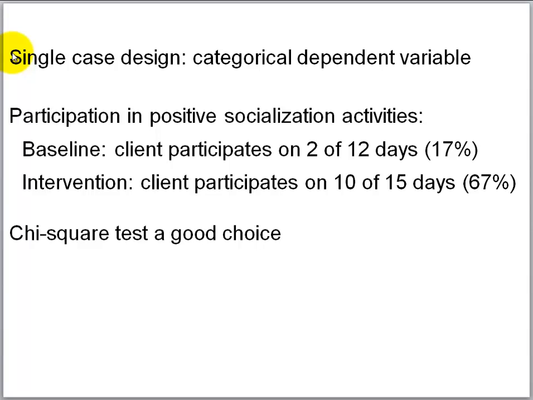Our dependent variable in the prior single case design was numeric. What if we have a categorical dependent variable? Let's use a dichotomous dependent variable. So our dependent variable is going to be, does our client participate, yes versus no, in socialization activities? So we find that at baseline, the client participates on 2 days out of 12. In intervention, the client participates on 10 of 15 days, and we're up from 17% participation to 67% participation.